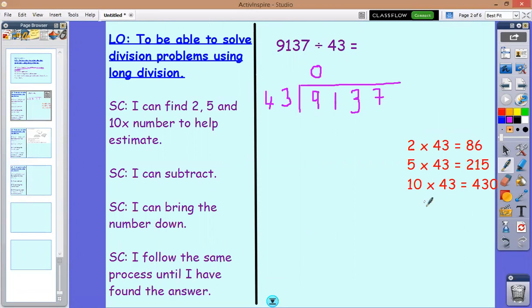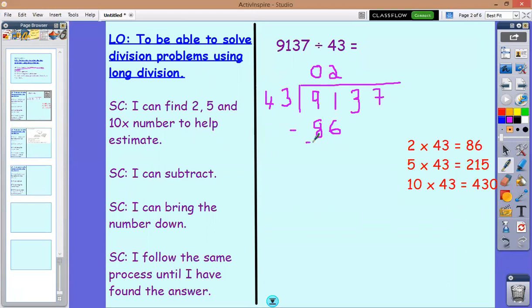Right, so looking at my estimation over here, I've already done 2 times 43 equals 86. Okay, I don't need to check anything else. I see that 3 times 43 is going to be far too big for it. So I'm going to put my 2 here, like that, and I'm going to put my 86 underneath. Okay, and then we need to subtract.